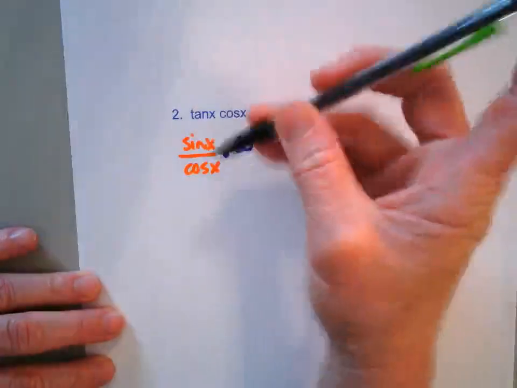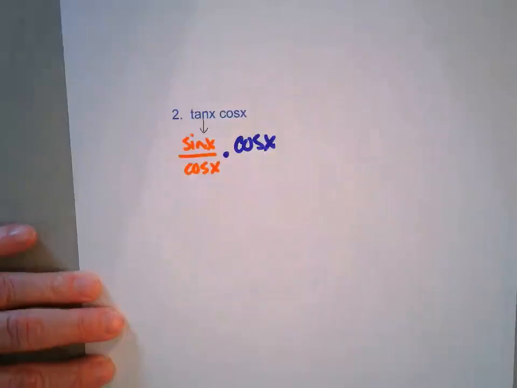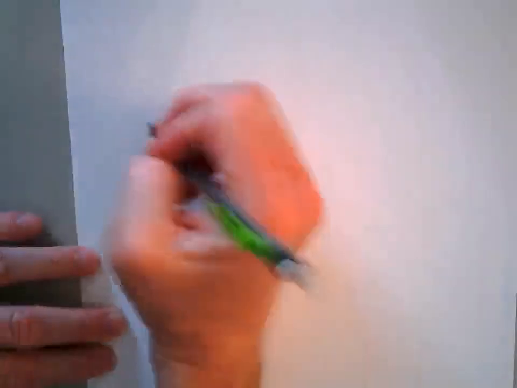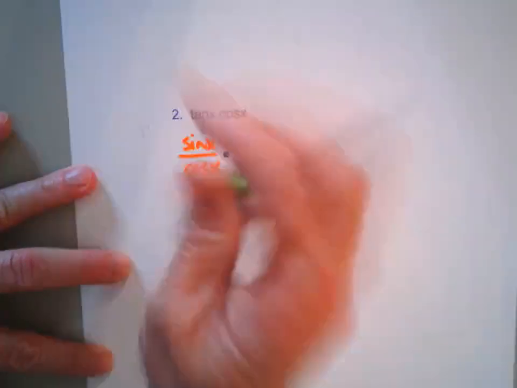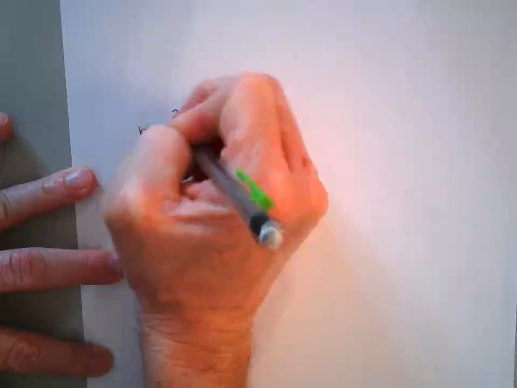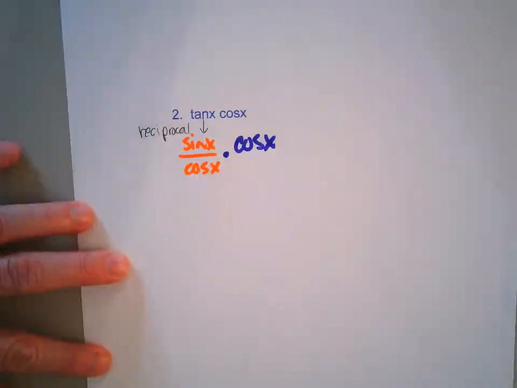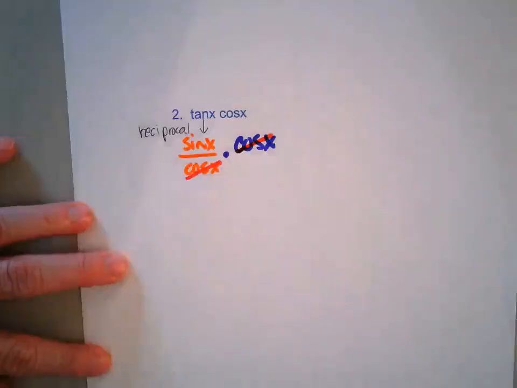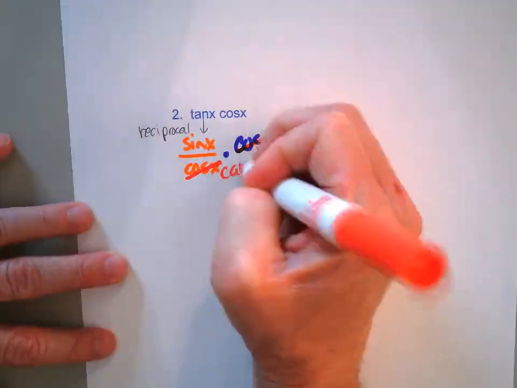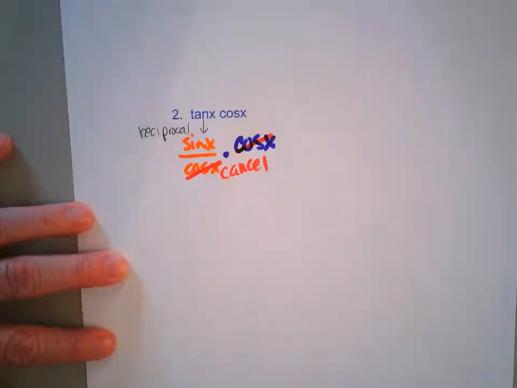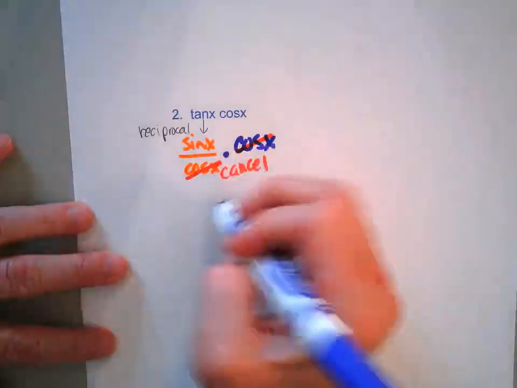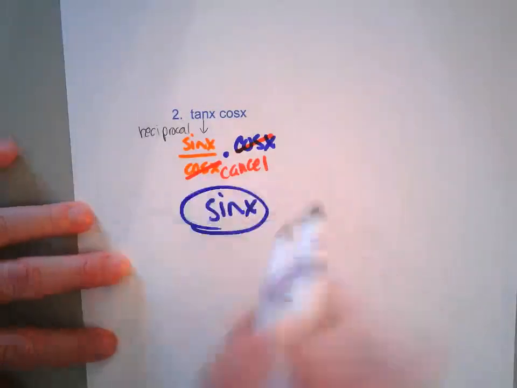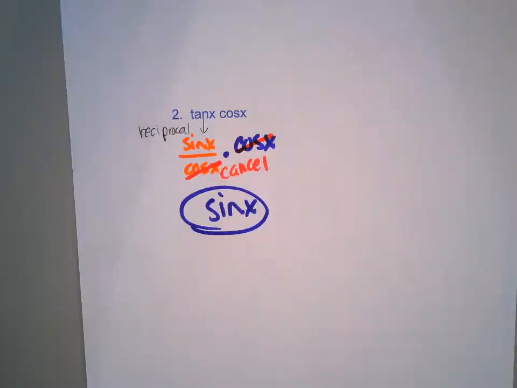I'll just put a little arrow with my pencil that the tangent x turned into sine x over cosine x. And now you can probably see that the cosine x and the cosine x, one on top, one on bottom, are going to cancel. Okay, and what's left? We're left with sine x, and that's the answer. Now, they're not always this easy, and so hopefully our next one's a little bit more challenging, just so you can be pushed a little bit.